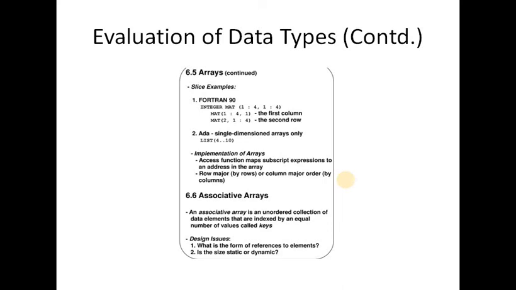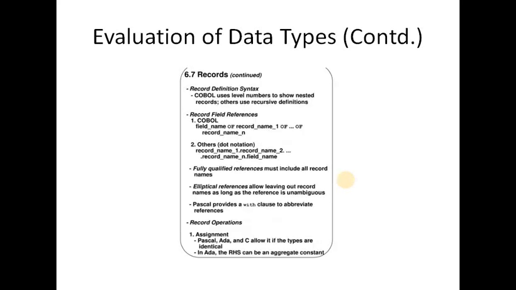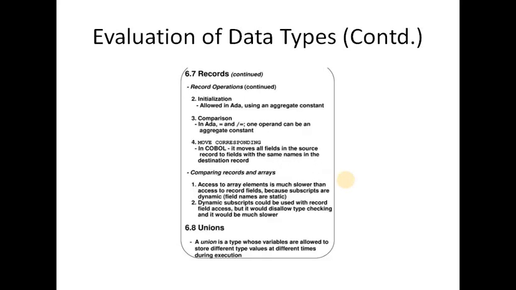Associative array: an associative array is an unordered collection of data elements that are indexed by an equal number of values called keys. A record is possibly heterogeneous. So in the evaluation of data types, we are again discussing records and design issues. These are the design issues of record. What is the form of references, and what unit operations are defined? And these are the terms of record: fully qualified references must include all record names, and elliptical references allow leaving out record names, and Pascal provides such abbreviated references.